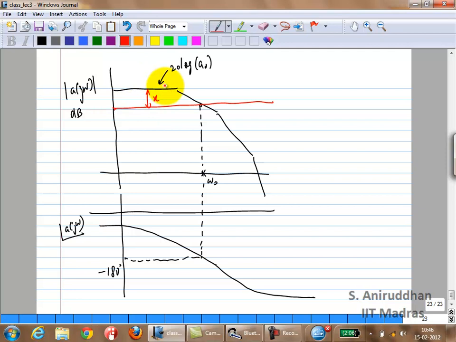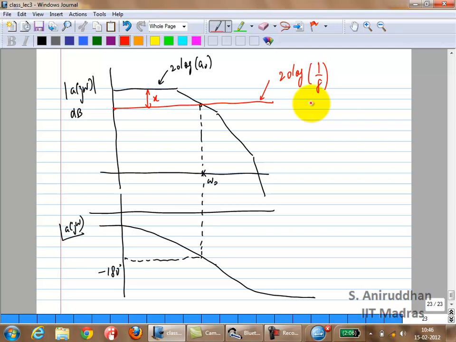Once you apply feedback, this one is going to be approximately 20 log 1 over F. I draw a point there. What is this X difference? Let us say I take this point 20 log 1 over F and I plot it. What is that X actually, the difference between the two curves? 20 log A0 minus 20 log 1 over F, which is 20 log AF. What is that? That's just the loop gain in dB.